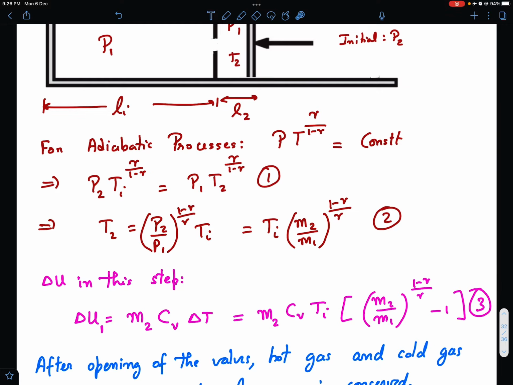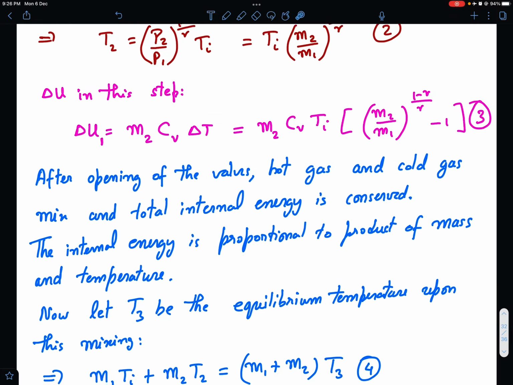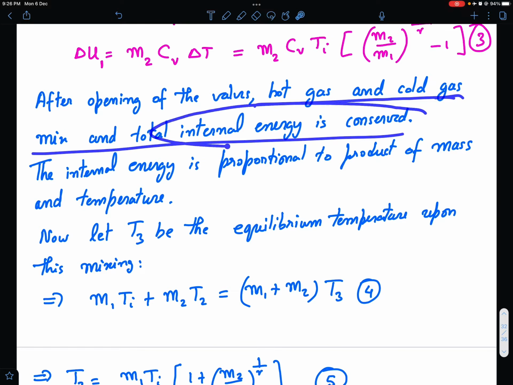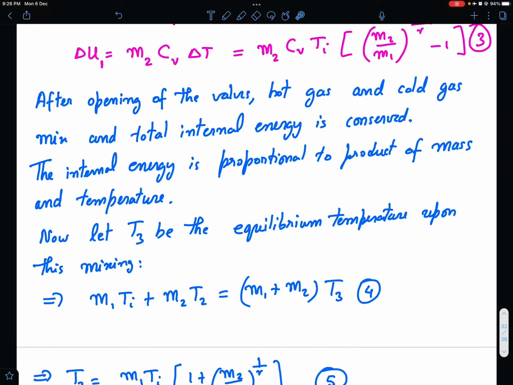So change in internal energy until the valve opens. Now what will happen after opening of the valve? Hot gas and cold gas mix, and still total internal energy is conserved. Why?